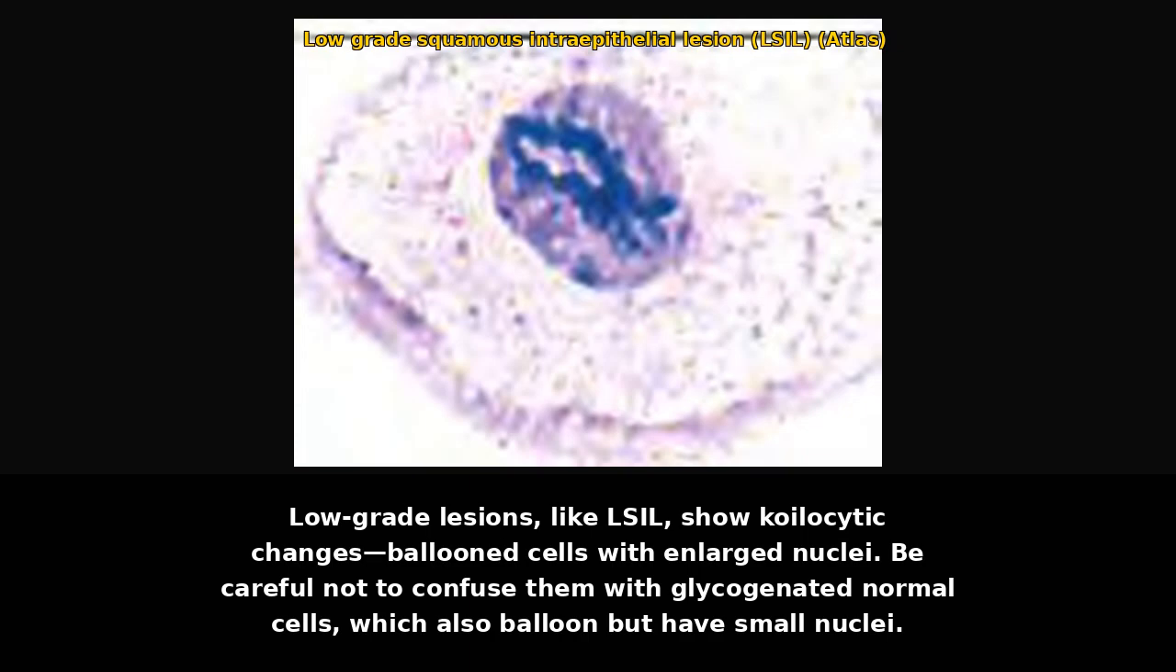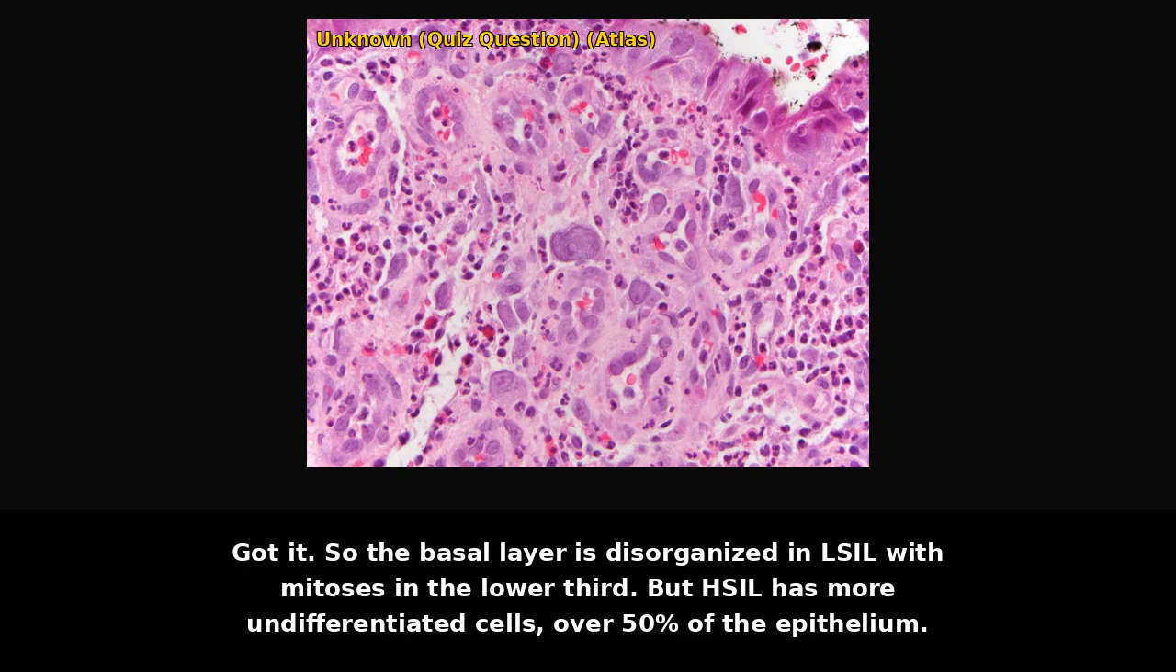Low-grade lesions like LSIL show coilocytic changes. Balloon cells with enlarged nuclei. Be careful not to confuse them with glycogenated normal cells, which also balloon but have small nuclei. Got it. So the basal layer is disorganized in LSIL with mitoses in the lower third. But HSIL has more undifferentiated cells, over 50% of the epithelium.